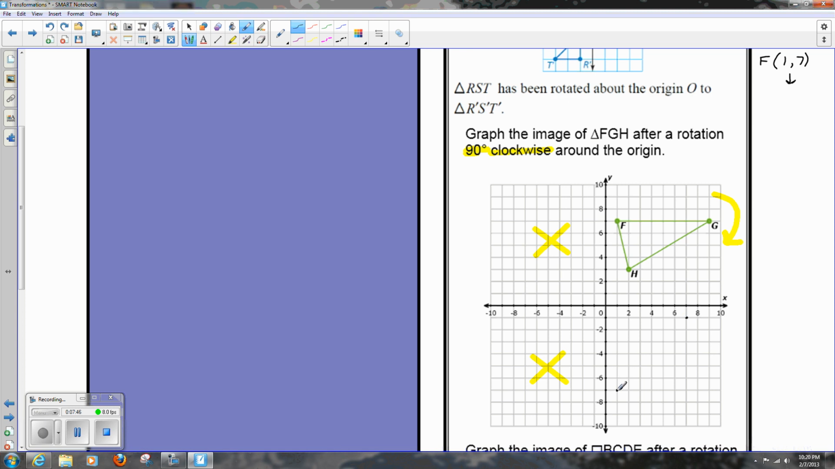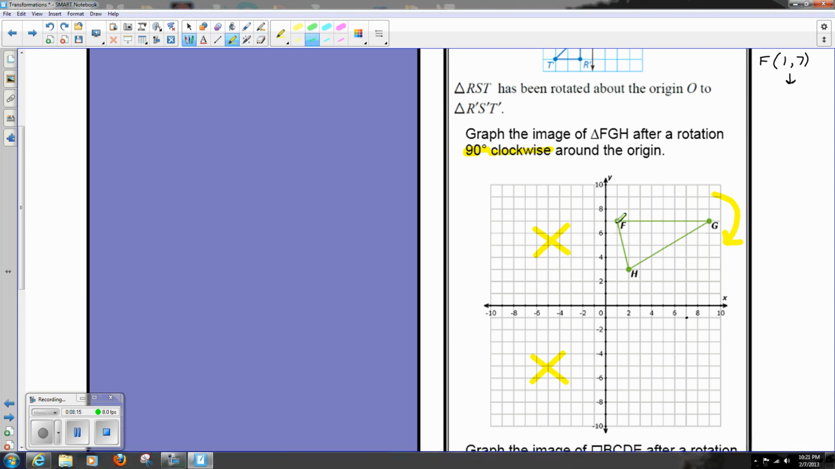When I look at this point down here, I notice that this point is actually a reflection of my original point F. You see how it still has the same x value? It still has an x value of 1. So it's actually a reflection of point F and not a rotation. So we know that this point down here isn't the one we want, so I'm going to go ahead and erase that.